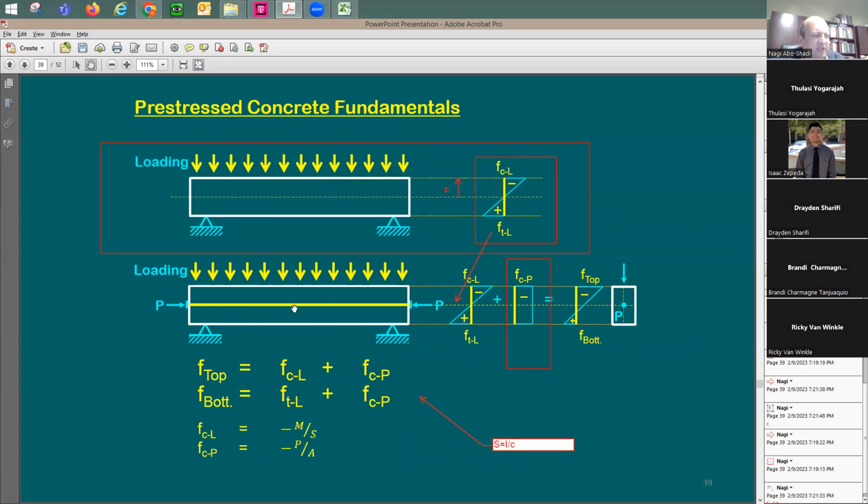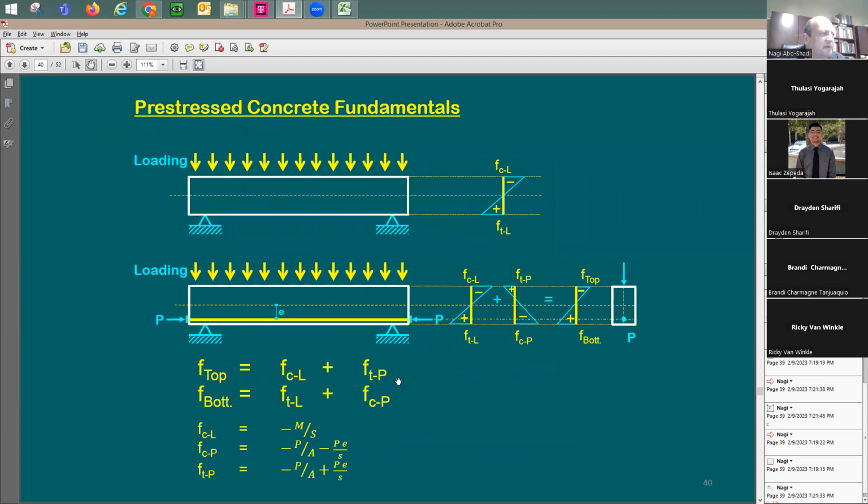This system, when you put the strand in the middle, is not a very good idea. Maybe you'd like to put it at the bottom to push this up and balance the loading coming to it. So when you do this, look at the stress here. It's more balanced. The big tension at the bottom coming from the loading is going to get reduced. Why? Because you have compression coming from the pre-stressing.